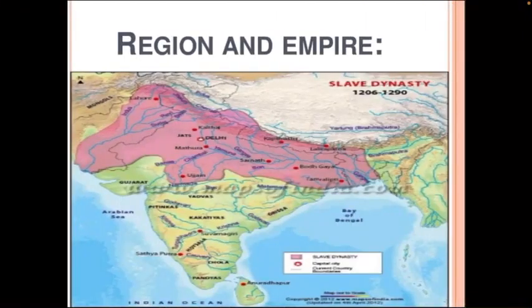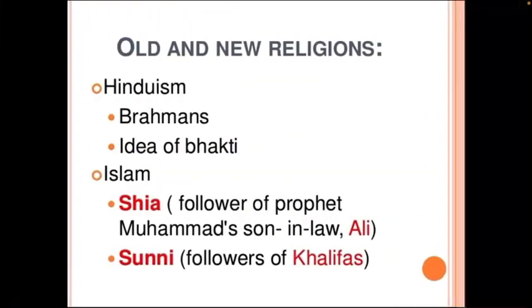There were different regions and empires that emerged. There were different religions, such as Hinduism, under which came Brahmanas and the idea of bhakti, and Islam, which was divided into two major categories: Shia, followers of Prophet Muhammad's son-in-law Ali, and Sunnis, the followers of the Caliphs.